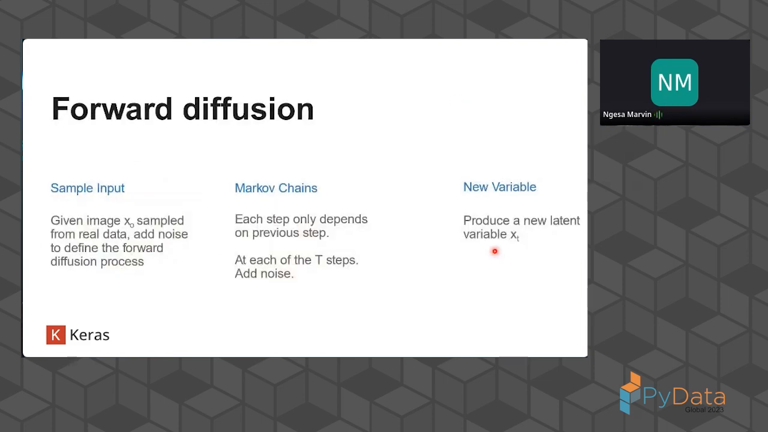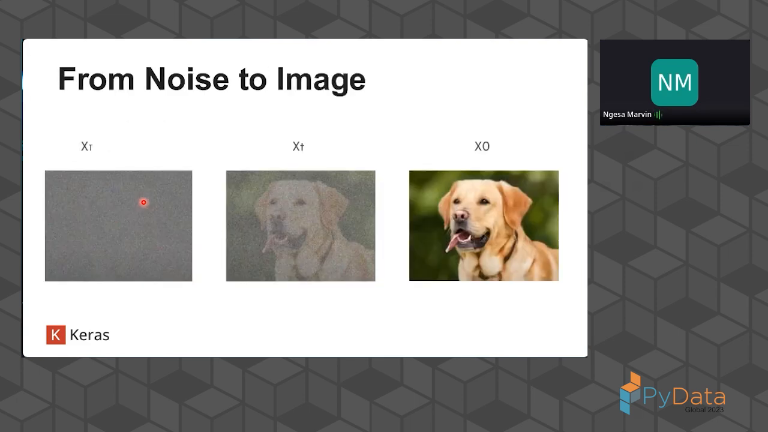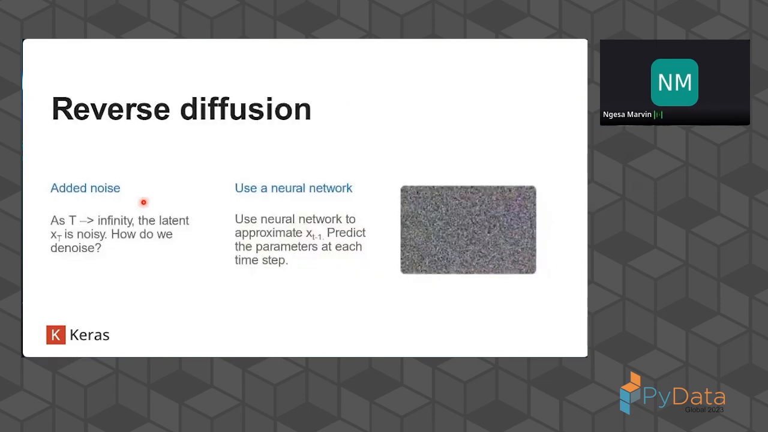And this is something we call forward diffusion, where you can have a sample image, and then through a series of steps, like Markov chain steps, you can add noise at each of those steps. Then at the end of it, you'll have a new variable. Then you can also move from noise to a new image, where you just have an image with noise, and then through a series of steps, you can come up with a new image. This is called a reverse process or reverse diffusion.